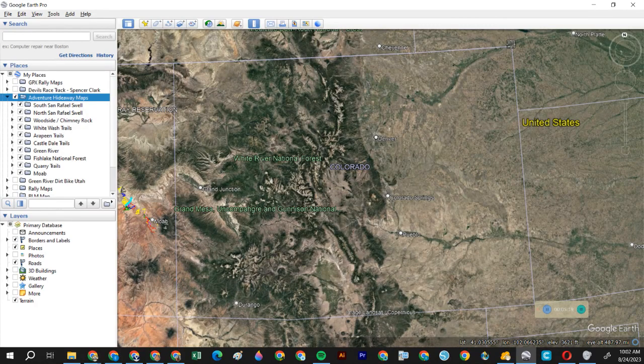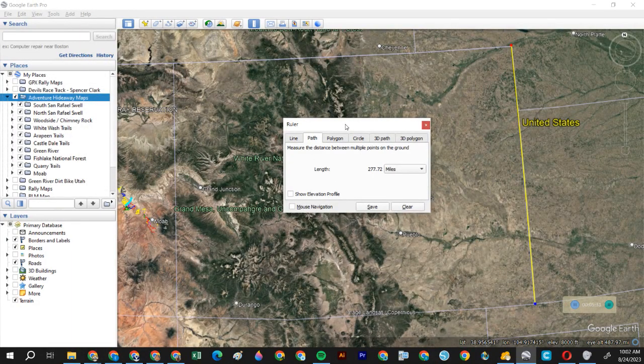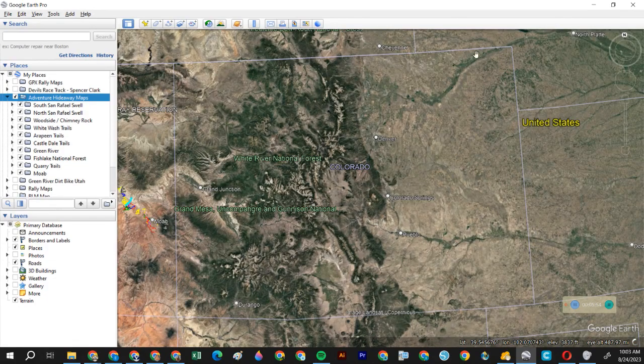So if I measure from here to here, 278 miles. Okay, let's measure from here to here. I missed, but 270, same distance, right? Okay. These are longitudinal lines. The eastern and western borders of Colorado are straight lines.